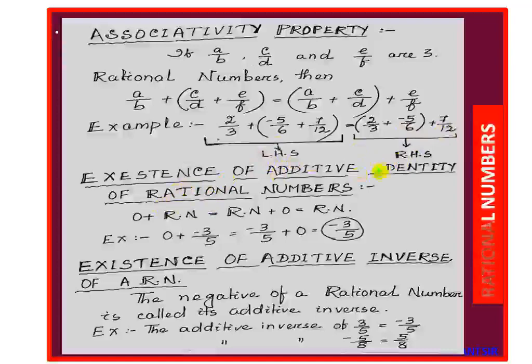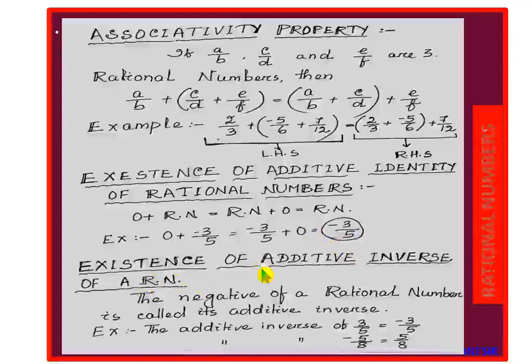Next, the existence of additive identity of rational numbers. 0 plus any rational number is equal to that rational number plus 0, and you get the same rational number. Example, then only you can understand: 0 plus minus 3 by 5, which is a rational number, is equal to minus 3 by 5, and minus 3 by 5 plus 0 equals minus 3 by 5. So this is the existence of additive identity of rational numbers.